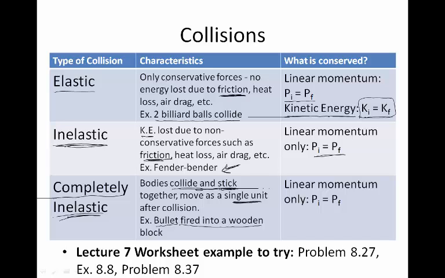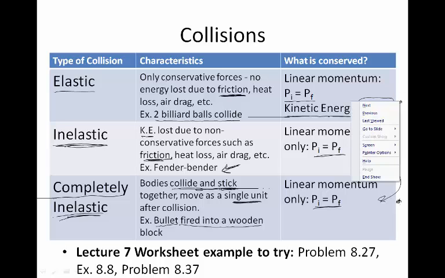So just like with the regular inelastic collision, the only thing that's conserved here is linear momentum. So these two are really similar. Pretty much the only big difference is between elastic collisions and completely inelastic collisions. So that's pretty much the kinds of problems you're going to see. Either there's going to be no friction involved, and so you know it's elastic, or there's going to be something where the objects stick together, and that would be completely inelastic.